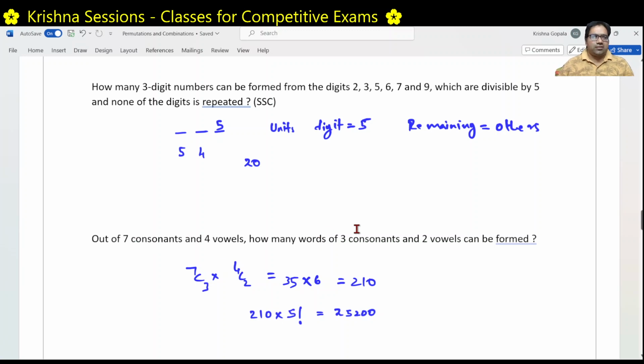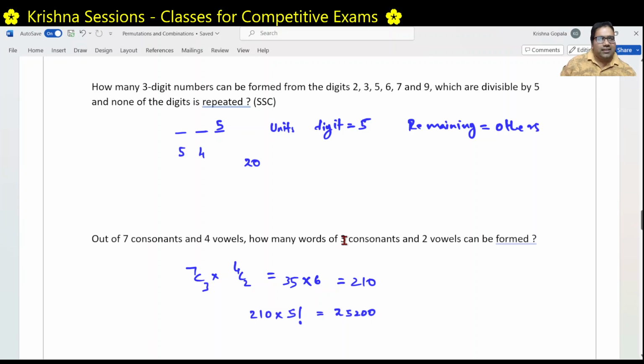Of 7 consonants, you have to pick 3 consonants. How many ways? 7C3. Of 4 vowels, you have to pick 2 vowels. That is how many ways? 4C2. This is still a combination problem. So, of the 7 plus 4, 11 letters, we pick 3 plus 2, 5 letters with the given condition. That gives 210 ways of picking 5 letters. This is just picking. You are not worried about the order. Now we have 5 letters.